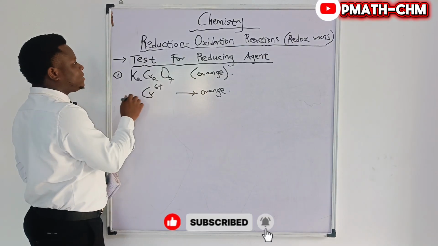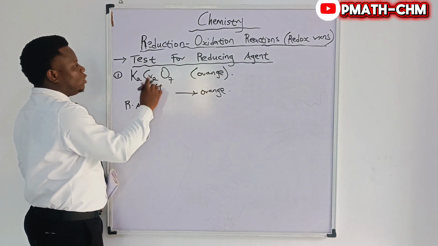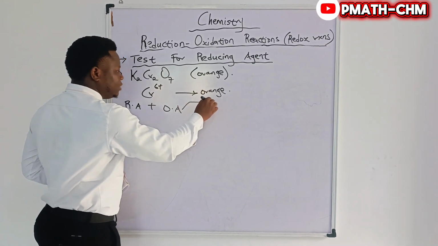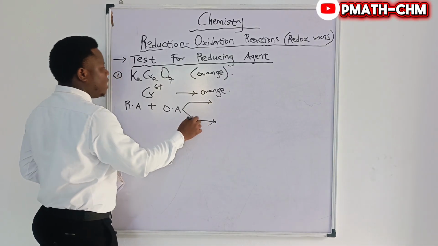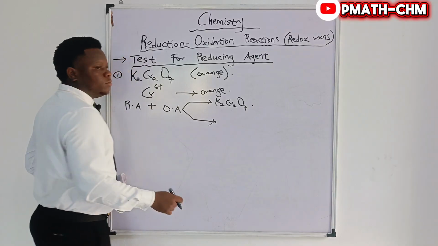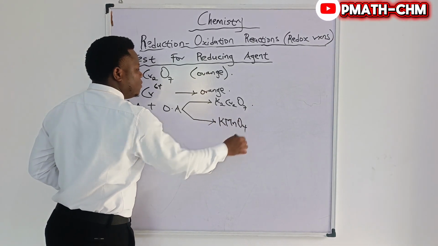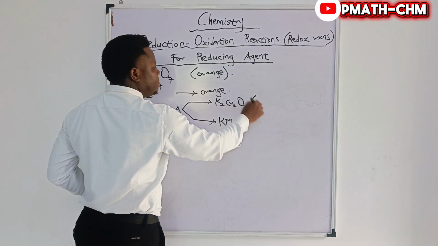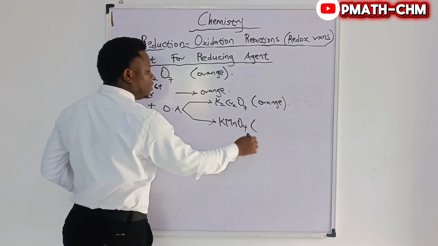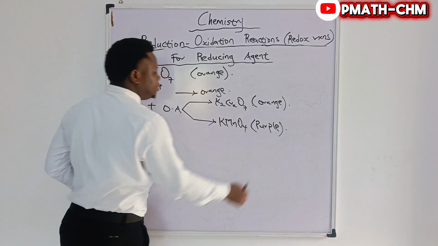So when you react a reducing agent with an oxidizing agent, the oxidizing agent we are going to be looking at here now, there are 2 also. One is K2Cr2O7. Then the other is KMnO4. So I've just told you that the color of this compound is orange, while the color of this compound is purple in the laboratory.